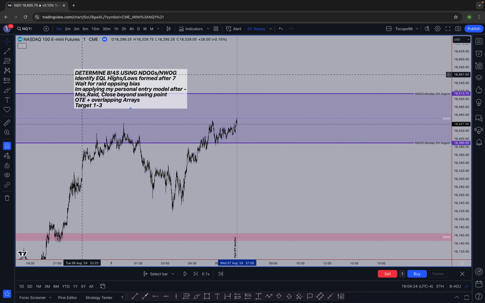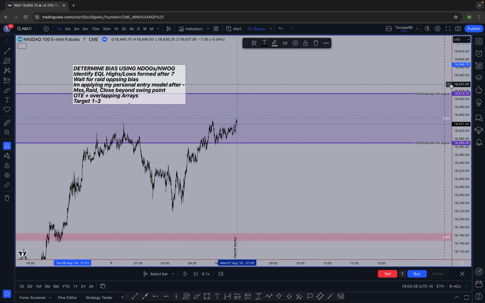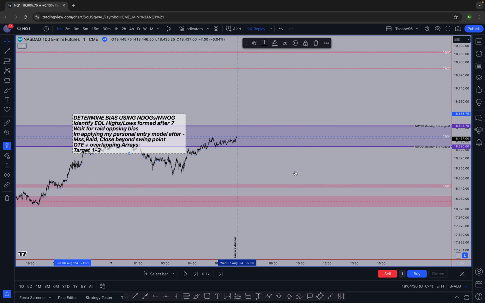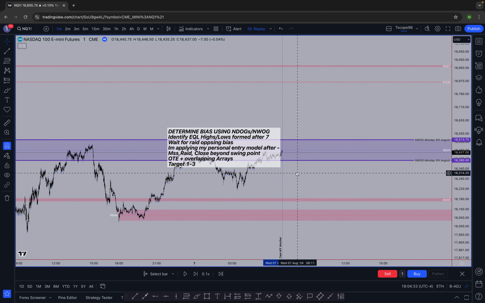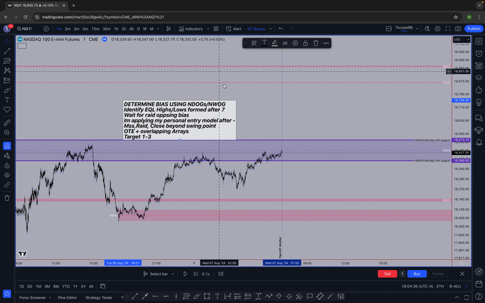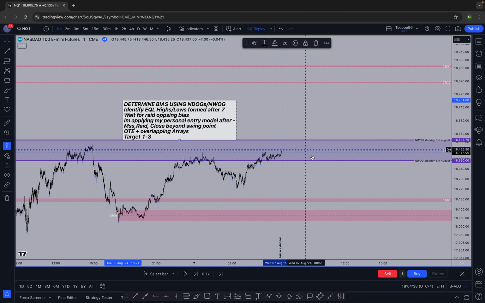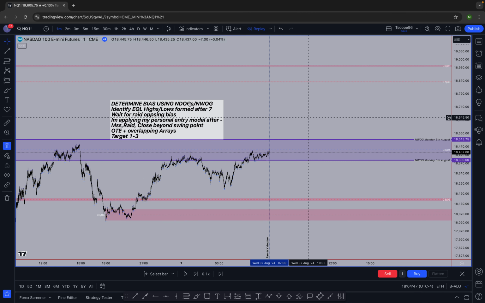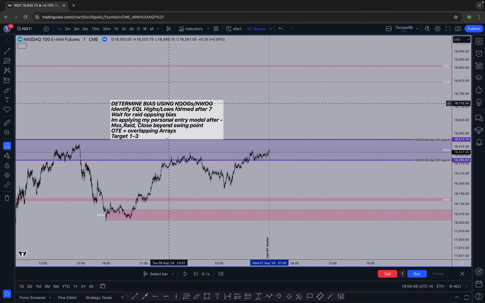Step 1, determine bias using new day opening gaps or new week opening gaps. So the last 5 prior to today, well, including today, 1, 2, 3, 4, and we are currently inside Monday's new opening gap and the new week opening gap for this week. Well, for the week that I'm currently backtesting. So how do we determine the bias using these things?